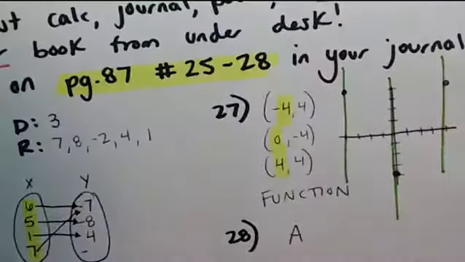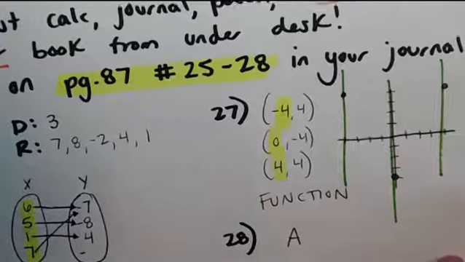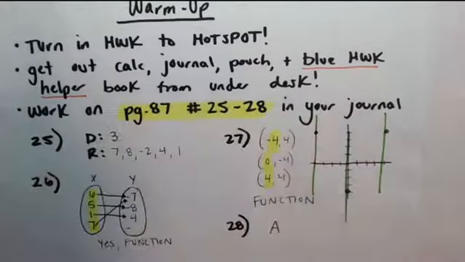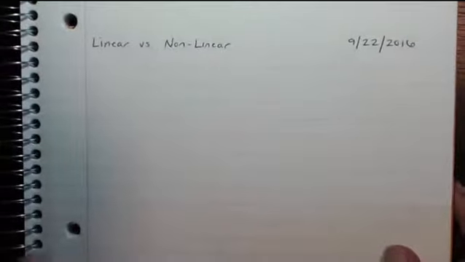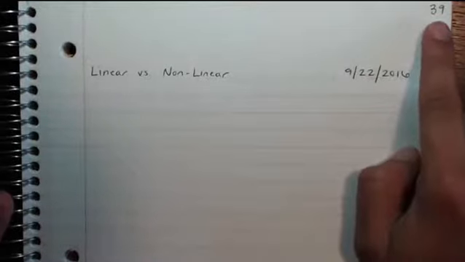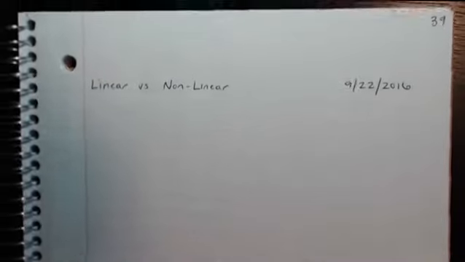Okay, so that's just a recap of what we've been working on with if it's a function or not. Today we're going to determine if it's linear or not. And again, this is review from last year's 7th grade pre-AP course. So on the next page in your journal, go ahead and label that linear versus non-linear. Today is September 22nd, 2016. Don't forget about the number page. And we're going to put that into our table of contents.